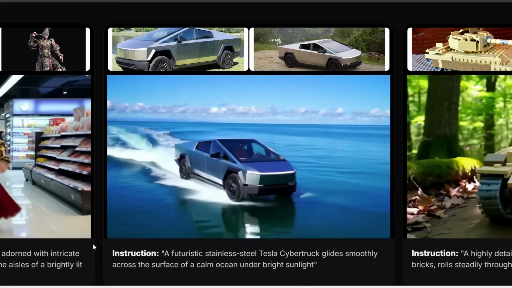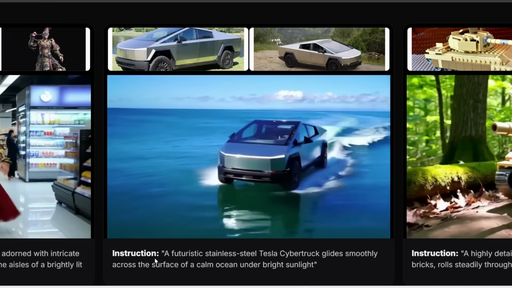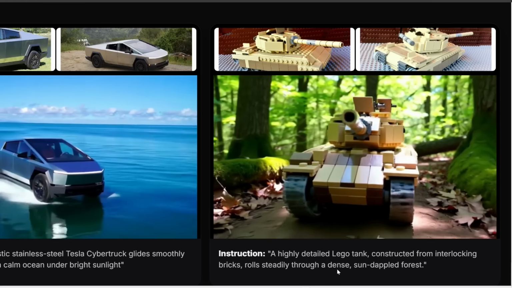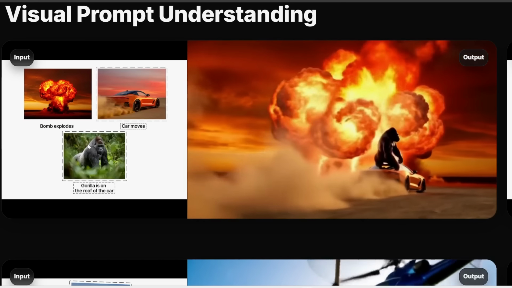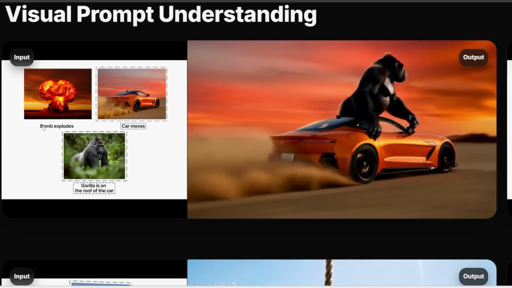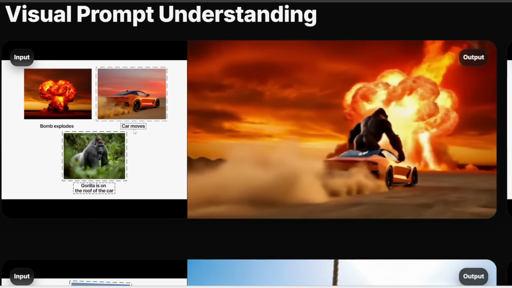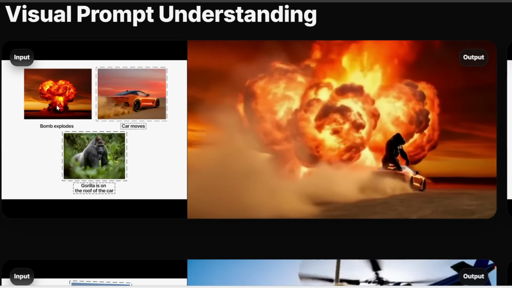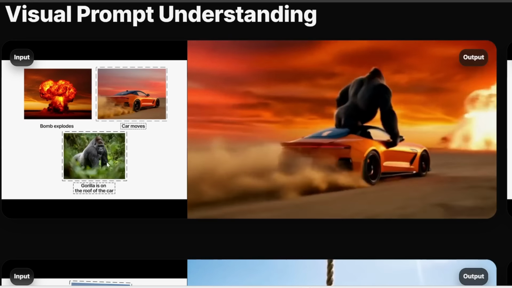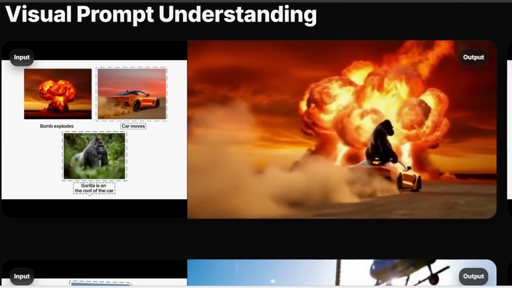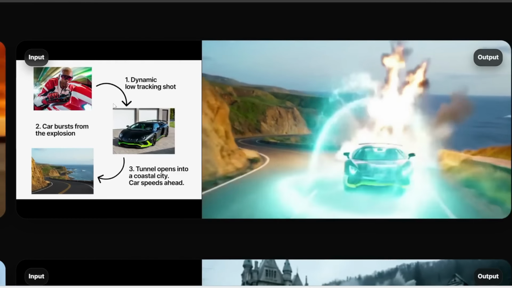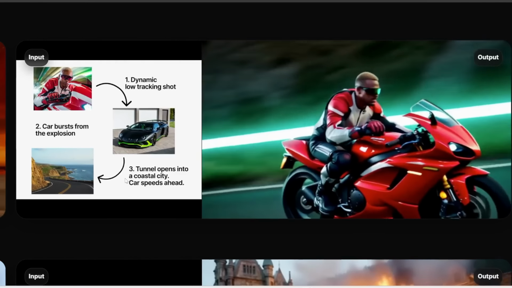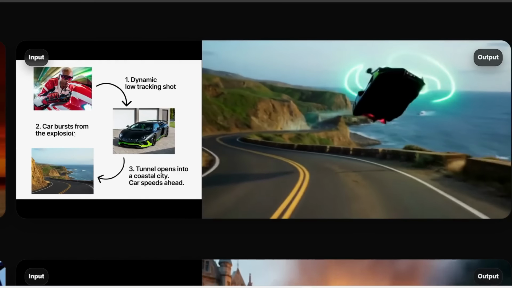Or here's another example with this Tesla Cybertruck, and another example with this Lego tank. The really cool thing is you can add instructions directly in your reference image. So this is just one input image with these three things plus some instructions. And indeed, it makes the bomb explode in the background, plus the car moving, plus the gorilla on top of the car.